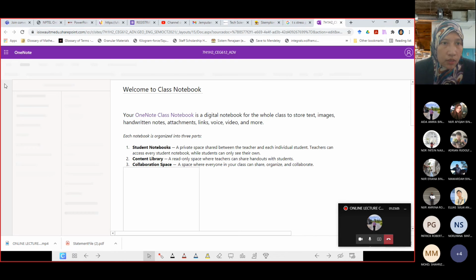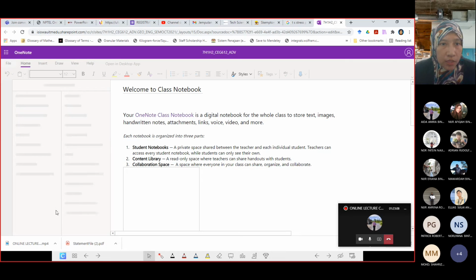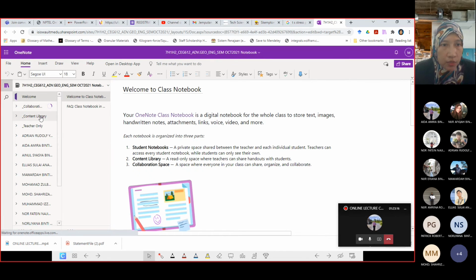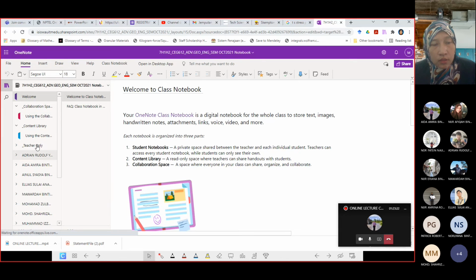You can see on the left side, OneNote ni, start dia lambat sikit. Kat sini ada nama, nampak tak? Ada collaboration space, ada content library. That's why I said I try to manage one platform at UFuture sahaja. Tapi mana-mana students yang tak boleh nak join, I'm not sure what is the problem. I have contacted the person in charge asking my question and waiting for their response to solve the issue.